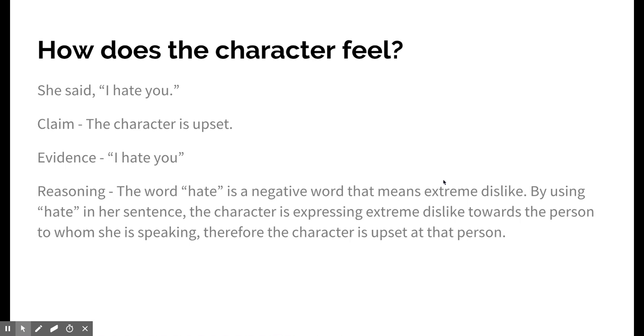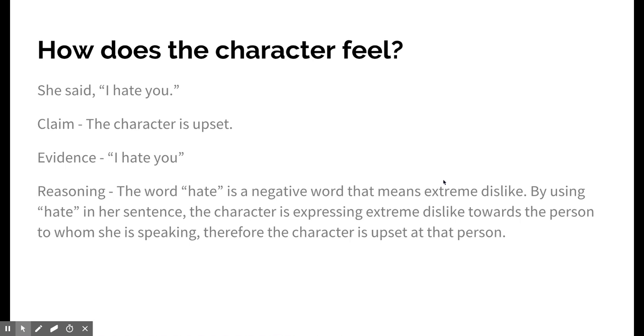This is where you go into it. And this is where it kind of fills up your essay and makes it look like you've got a lot of words and everything. So the word hate is a negative word that means extreme dislike. By using hate in her sentence, the character is expressing extreme dislike towards the person to whom she is speaking. Therefore, the character is upset at that person.